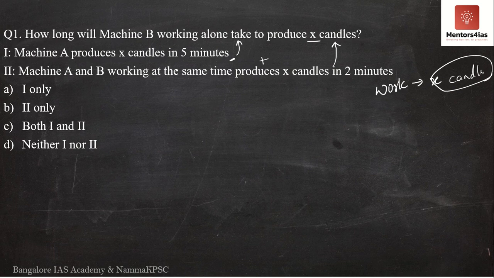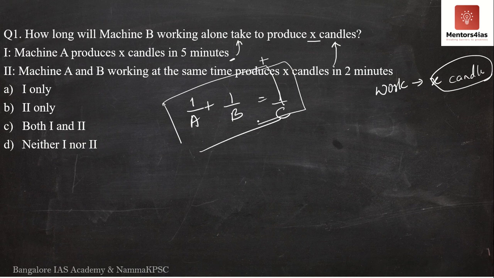See here, machines A and B working together should be able to produce X candles in 2 minutes. So this is nothing but your very simple, the usual format of questions when it comes to time and work. What is A? A is nothing but 2 minutes. Now instead of days, instead of hours, we have minutes. Now I have to find out B. Sorry, my mistake. This is 5 over here. Machine A produces X candles in 5 minutes.